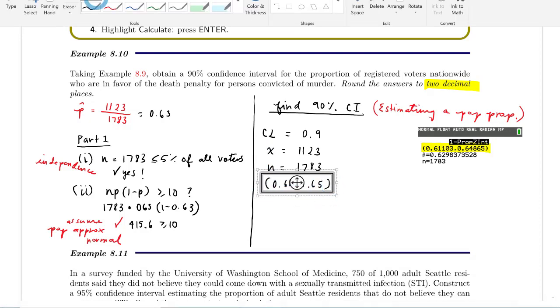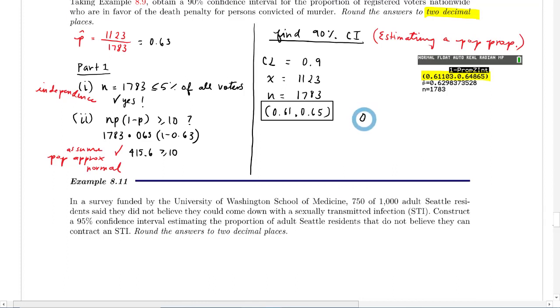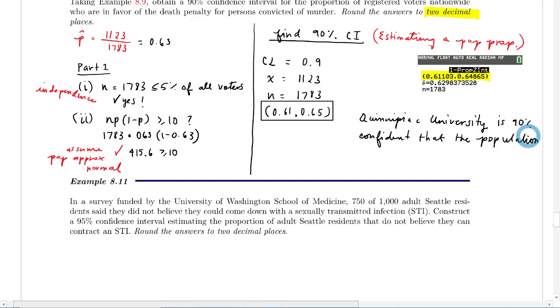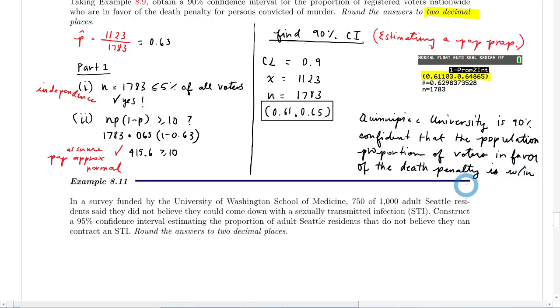But if I had to talk to somebody about this, we could say that the Quinnipiac University is 90% confident that the population proportion of voters in favor of the death penalty is within 61% to 65%.